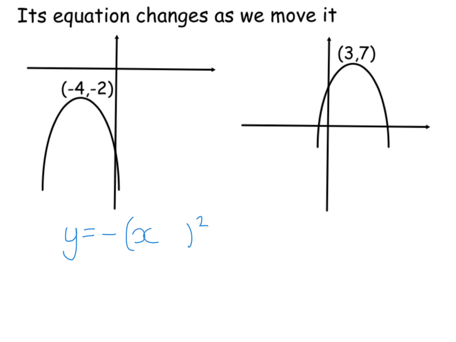So let's think of the movement. My turning point has started at 0. It's gone 4 in the negative direction and then down 2. So 4 in the negative direction turns into a positive 4. And then down 2 has got a negative 2 in the end.